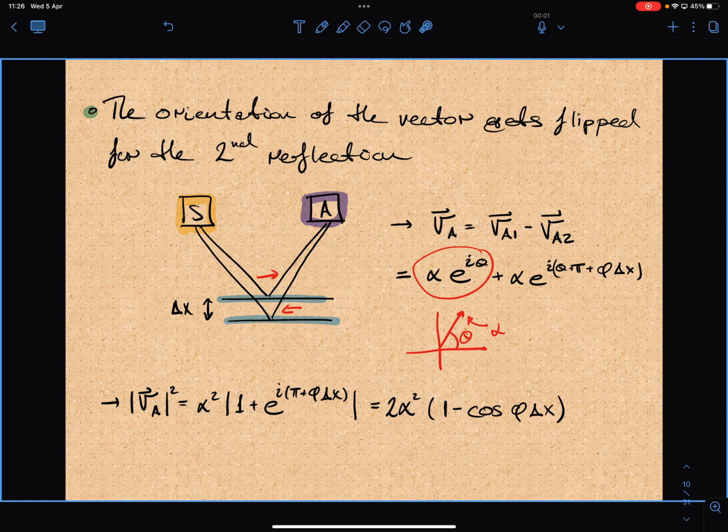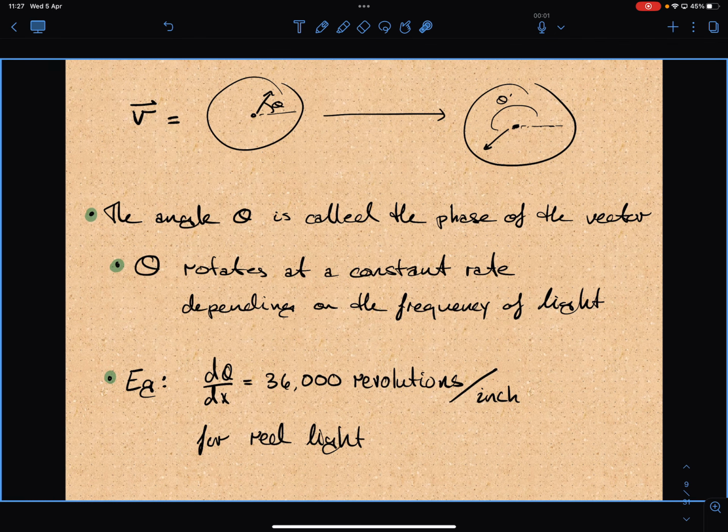If the two sources and detectors are right on top of each other, then the difference of the path is just going to be given by the thickness in the glass, delta x. So when I look at the phase of the second reflection, I have theta, which is coming from the original path, I have pi, which gives me this -1, and then I have phi times delta x.